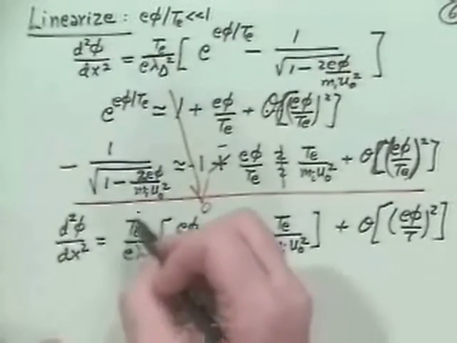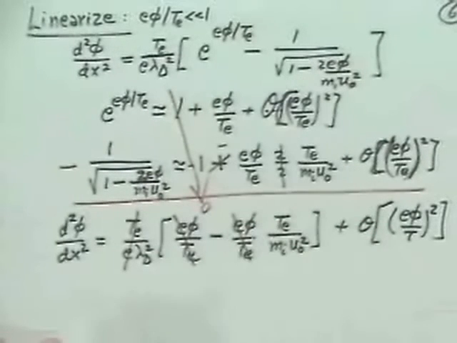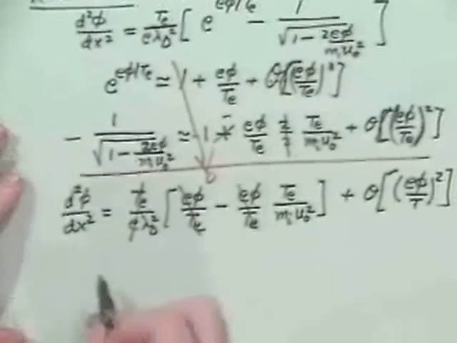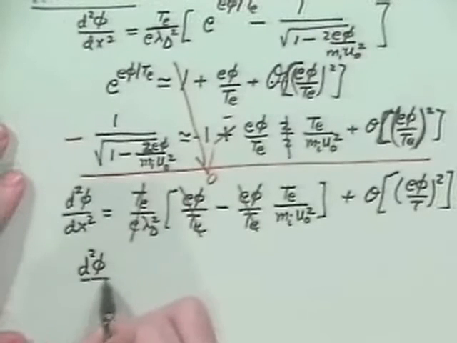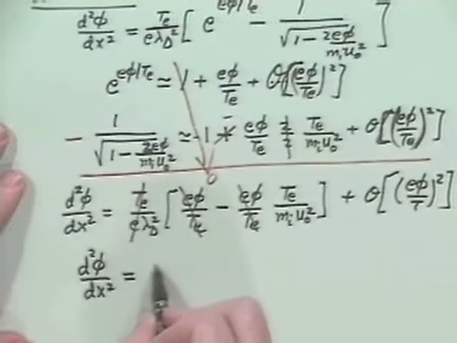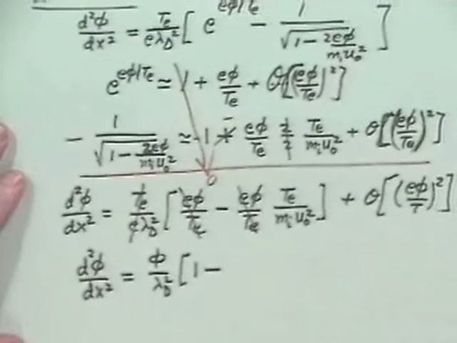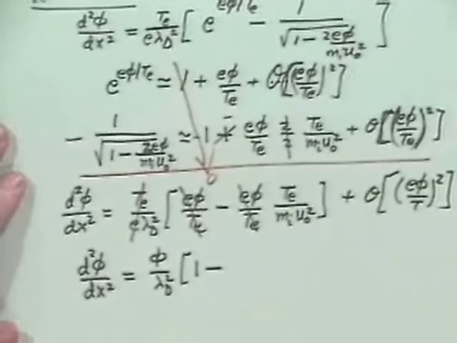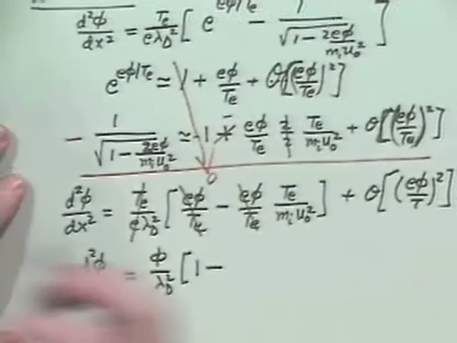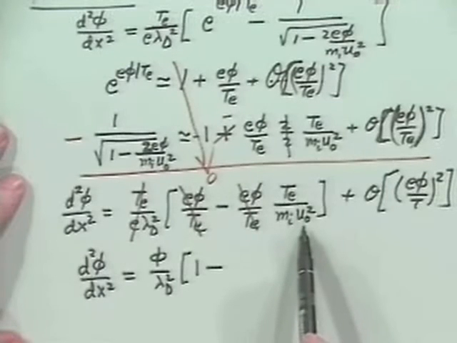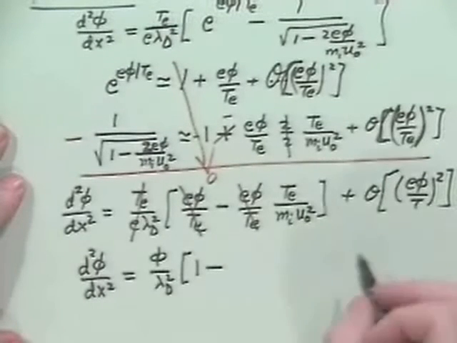And now the e phi over T factors go away, and what our simple equation becomes then, the linearized equation, is d squared phi by dx squared is equal to phi over the Debye length squared, times 1 minus, what's this Te over mi u naught squared mean? Well, this is something like the electron temperature compared to the ion flow energy. But there's a different way of writing it.